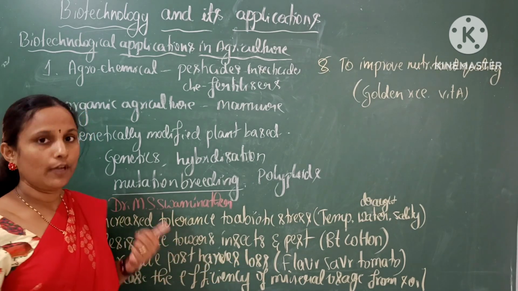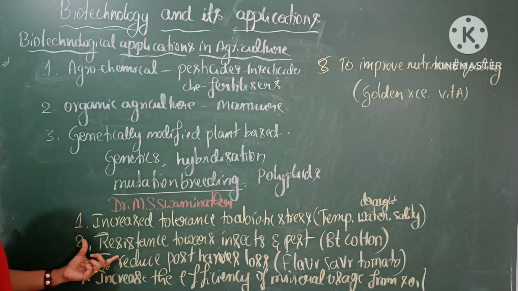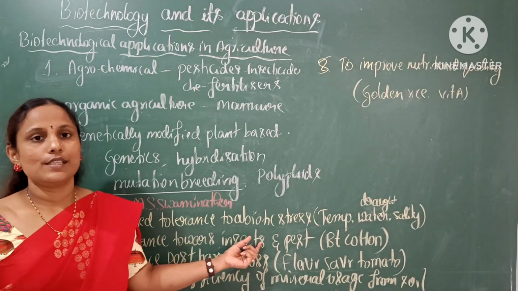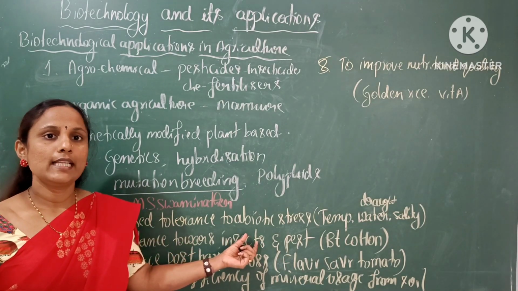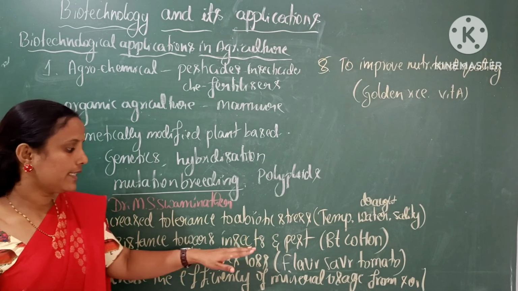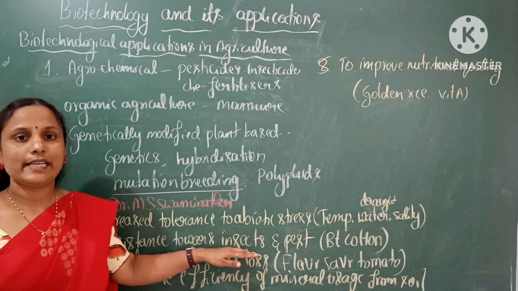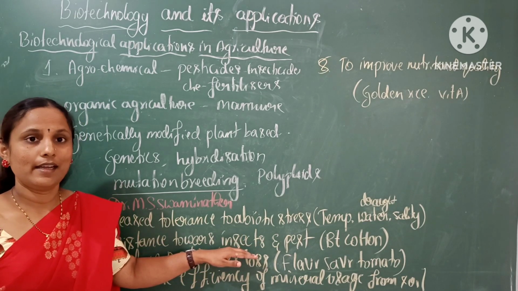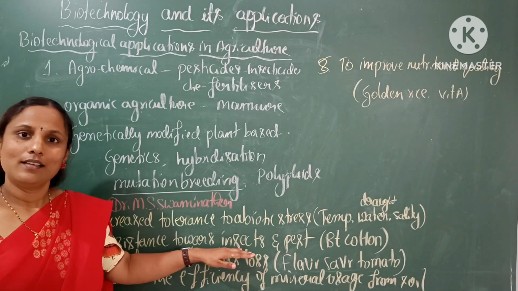Let us take up them one by one. The first one is increased resistance towards insects and pests. First I will take up the production of insect resistant plants. That we shall continue in the next class.